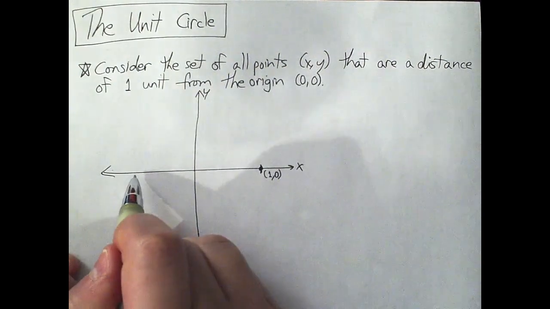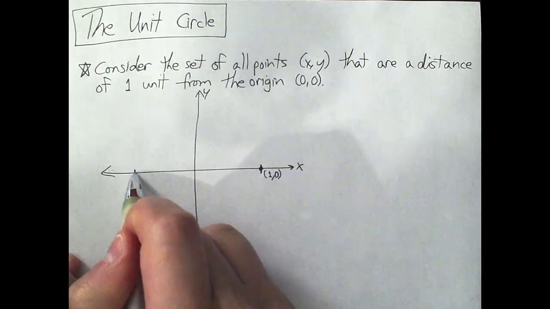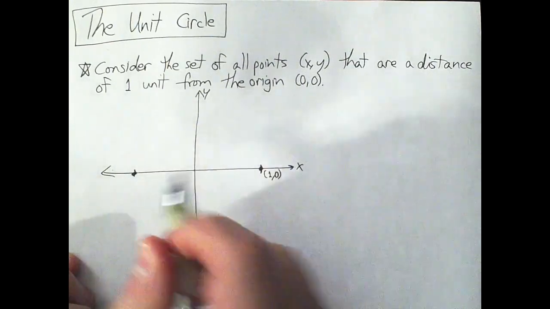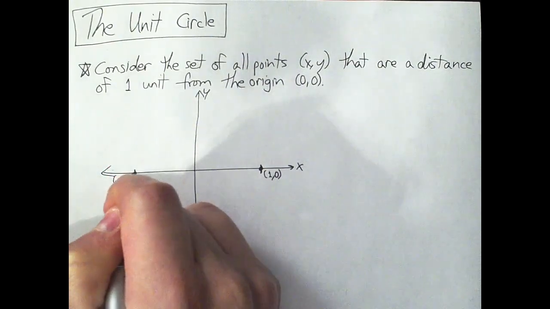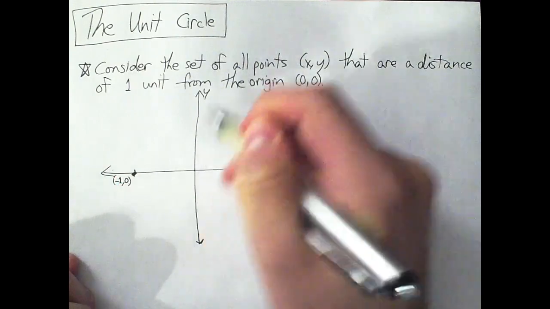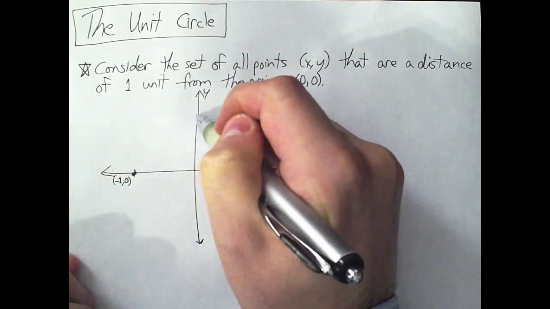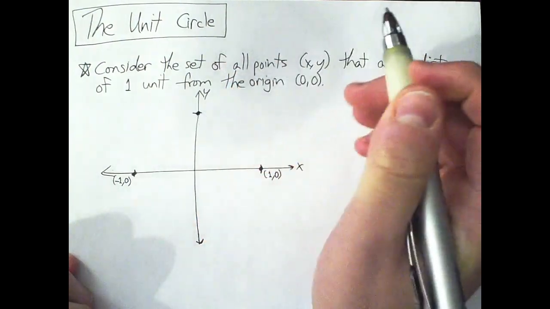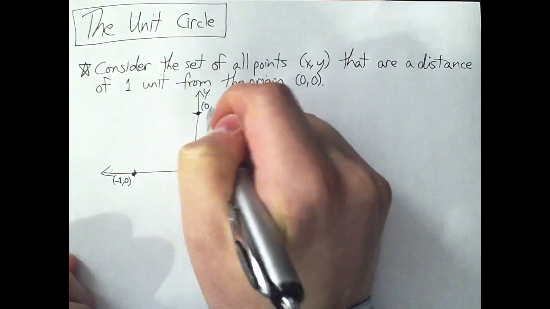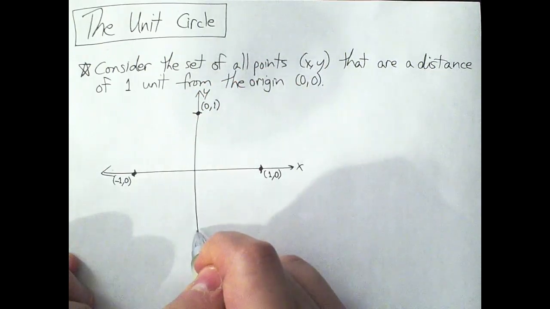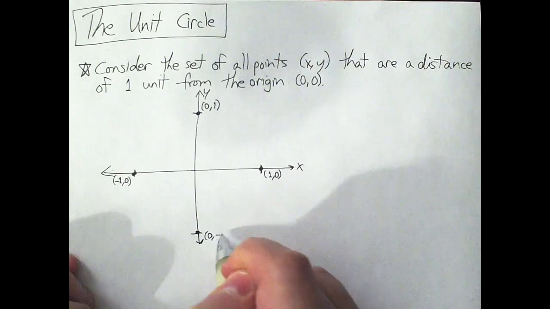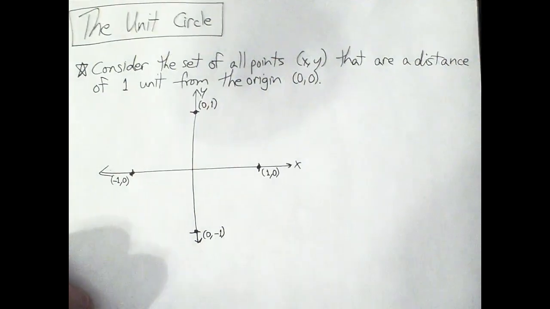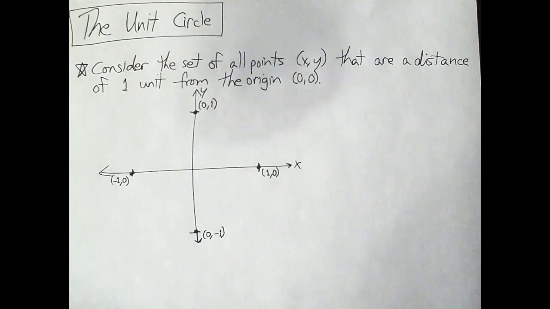You could also go in the other direction. You could have this point here that's over at (-1, 0). Or you could go vertically. You could say, I know this point up here is a distance of 1 from the origin, so that would be at (0, 1). And we could also go down here, this point here at (0, -1). So those are 4 points, 4 easy points that I know are a distance of 1 from the origin.